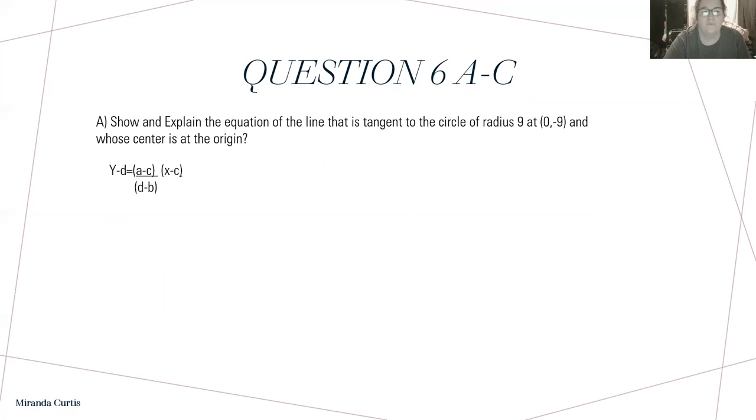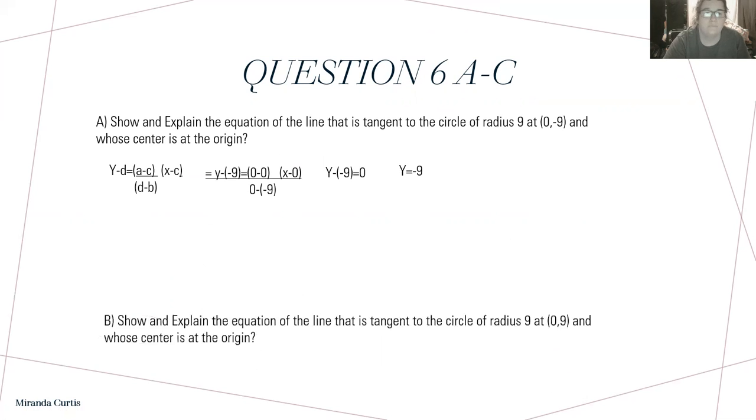Okay, so we're going to use this formula: y minus d equals (a minus c) over (d minus b) times (x minus c). We're going to fill it in. So we're going to use our 9s and our 0s. So y minus -9 equals (0 minus 0) over (0 minus -9) times (x minus 0). So y minus -9 is 0, and our answer is y equals -9. It's because the origin of our circle is 0, 0.